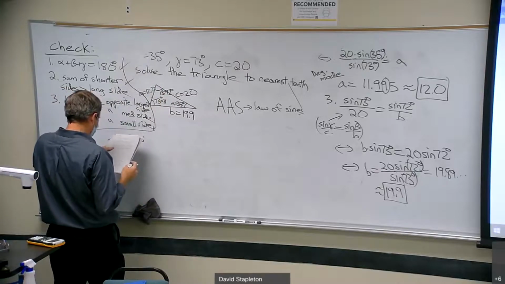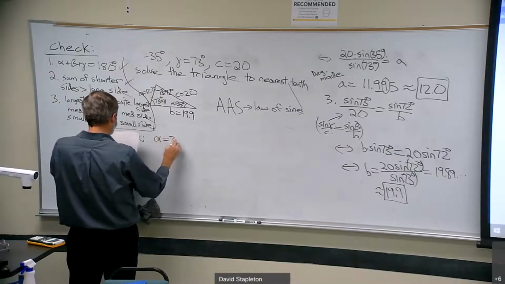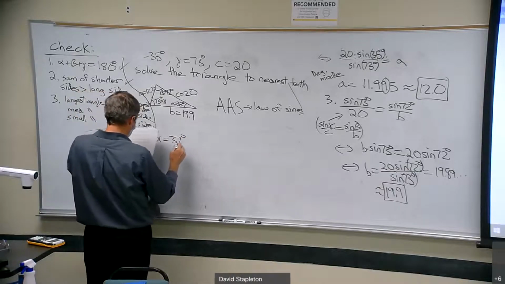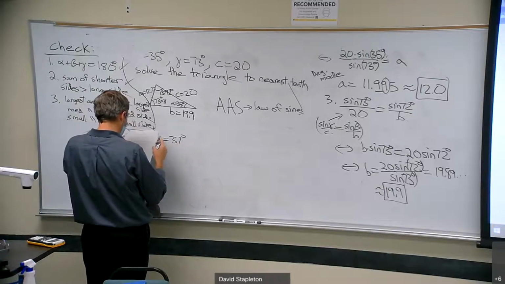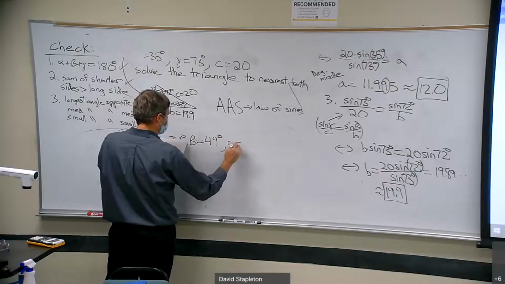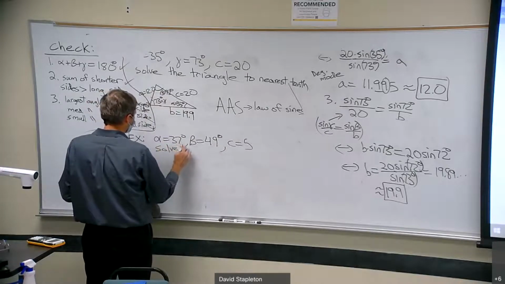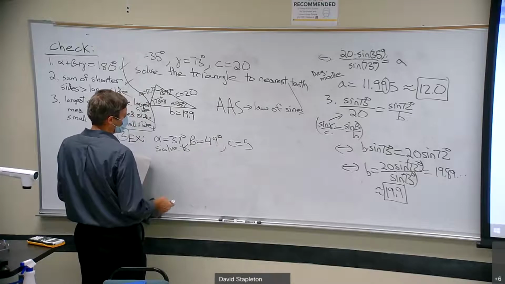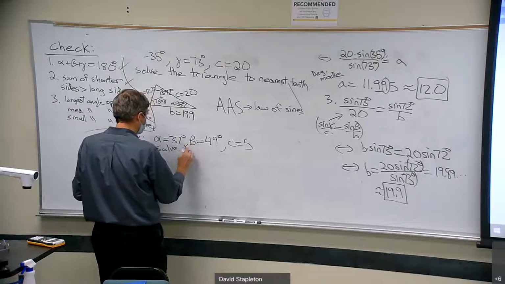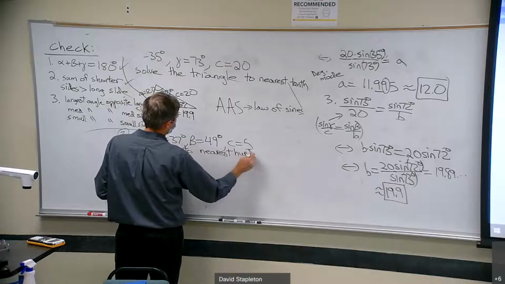Suppose I have this, that alpha is 37 degrees. This is number 2, by the way. And beta is 49 degrees. And C is 5. Solve to the nearest hundredth, again assuming these are actually exact so that we round to that many digits. Again, solve means find the rest of the triangle.